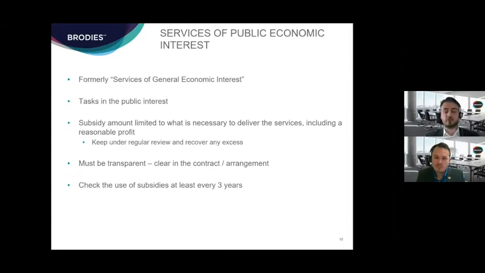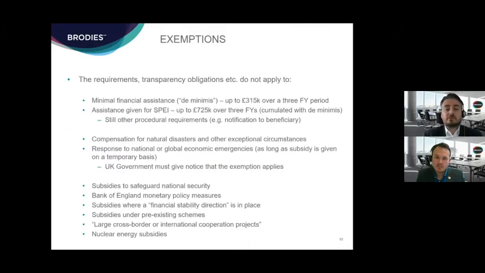The authority who grants the subsidy has to keep it under regular review and recover any what is called excess, again, that term ripe for dispute. And it must be given transparently, so it must be clear in the contract or whatever the arrangement is, what the service of general economic interest is, what has to be done, what the terms are, and the use of subsidies has to be checked, so essentially an audit requirement at least every 3 years. There are exemptions where the requirements, the transparency obligations, etc., don't apply.